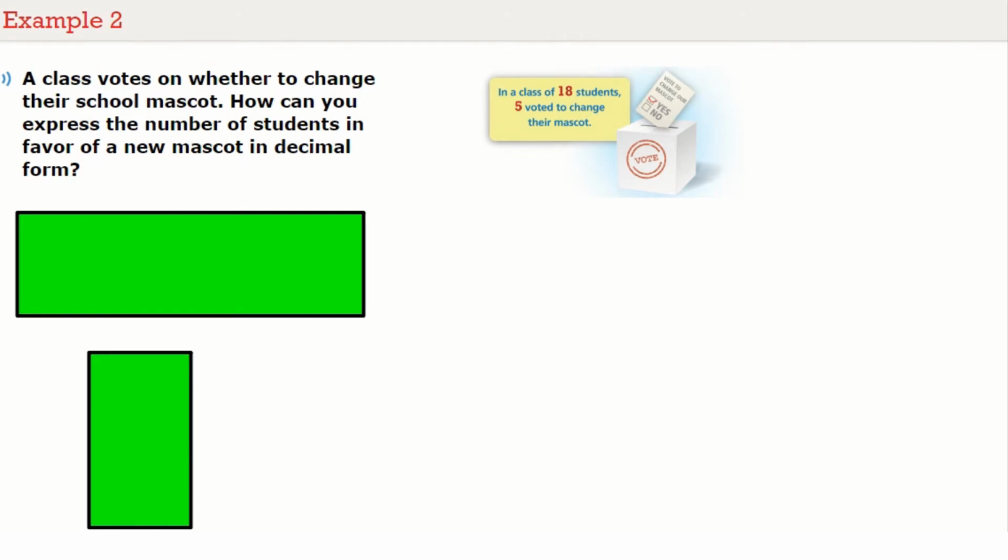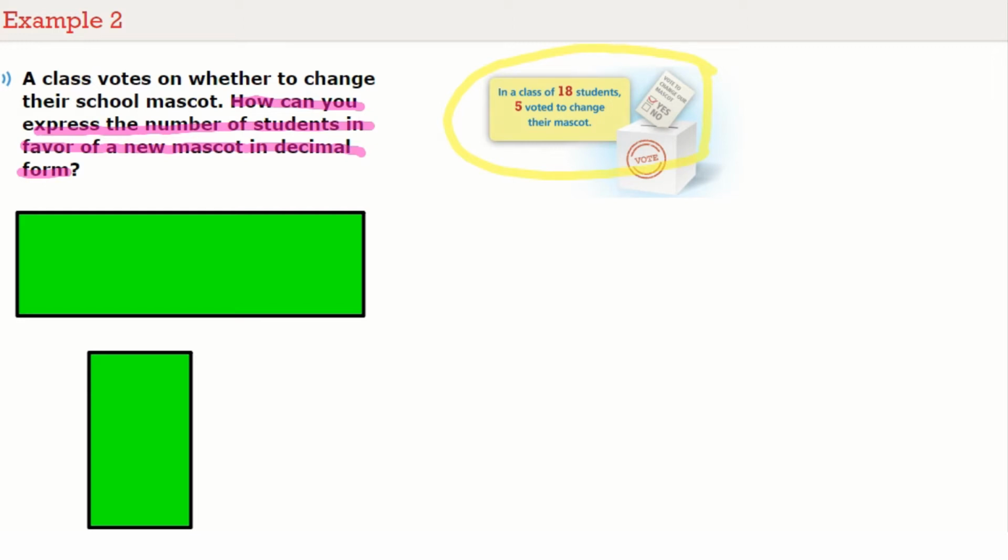Sometimes that may be your given information. So in this case, this is our given information. Then I'm going to highlight my find. My find is, how can you express the number of students in favor of a new mascot in decimal form?